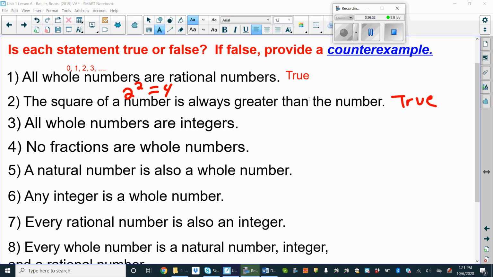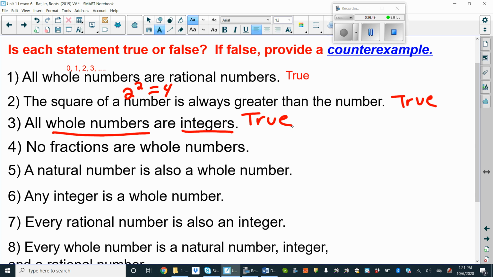3, all whole numbers are integers. Is that true? All whole numbers, again, are 0, 1, 2, 3. And are all of those integers? Yes, so that's true.